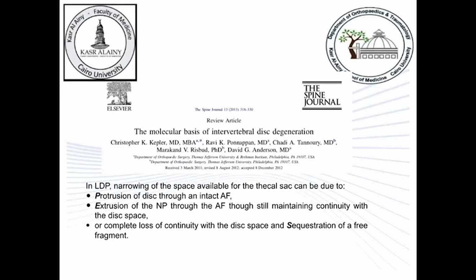Well, according to the anatomy, in 2012, Kepler et al. mentioned that in lumbar disc prolapse, narrowing of the space available for the thecal sac can be due to, and he classified the disc prolapse into: protrusion, where there is intact annulus; extrusion of the nucleus pulposus through the annulus, but the nucleus is still contained within the annulus fibrosus; or complete loss of continuity between the nucleus pulposus and the annulus fibrosus, leading to sequestration of a free fragment.